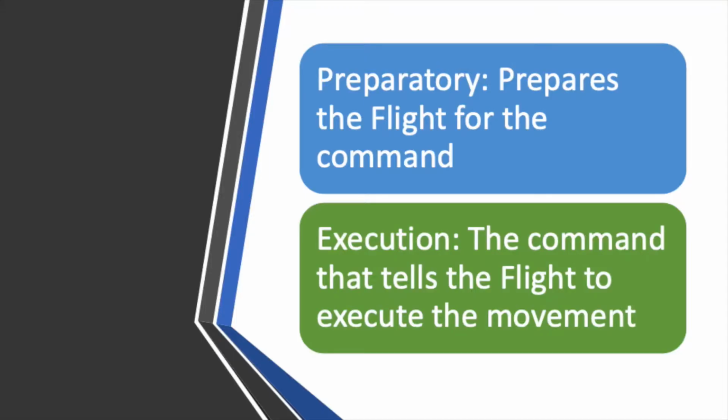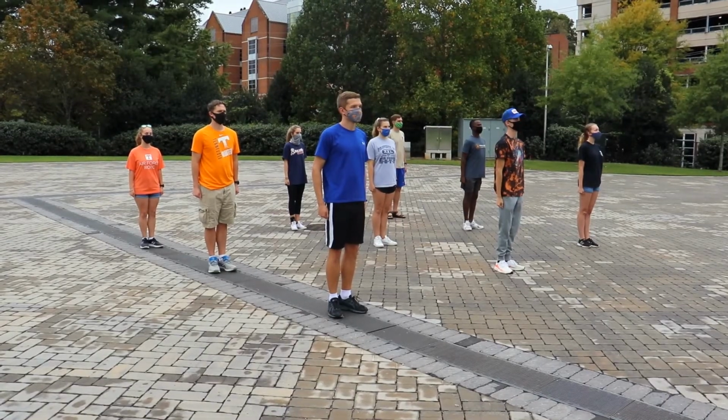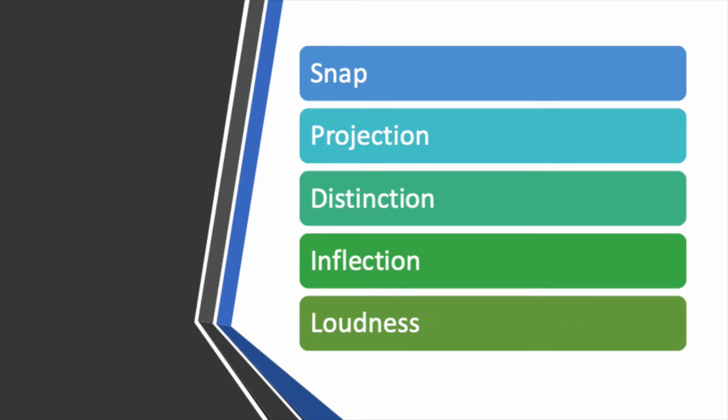Commands are split into two parts, the preparatory command and the command of execution. For example, the command "Flight, attention" has the preparatory command "Flight," which prepares the flight for the command, and the command "attention" that tells the flight what command to do. All commands must be given at the position of attention and while facing the formation of the flight. "Flight, change, hut!" The way a command is called affects the way the movement is executed.